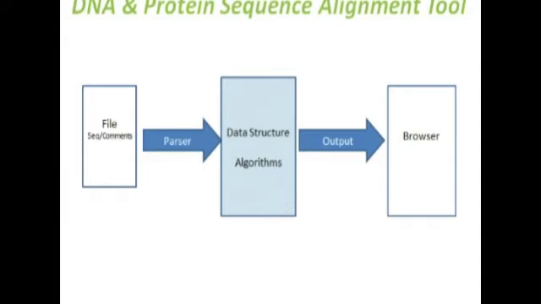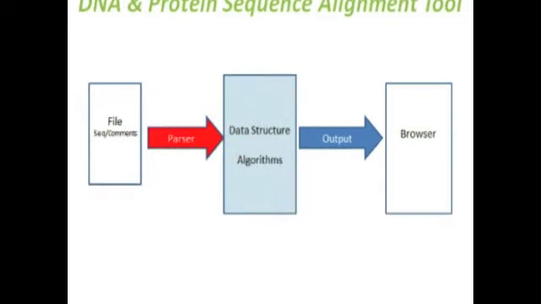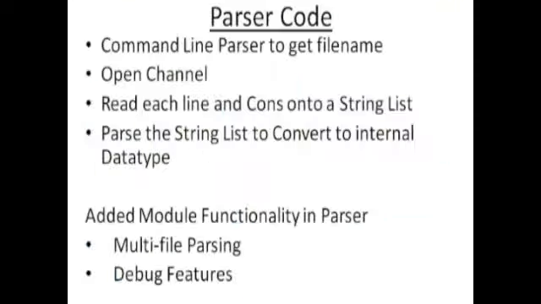Our DNA and protein sequence alignment tool has three parts. We have a parser that takes in a file and turns it into our data structure. We have algorithms that run for comparison, and we have output to HTML that can be read into a browser. I will talk about the parser and the output and hand the rest over to my partner to discuss the algorithms and the tool demo.